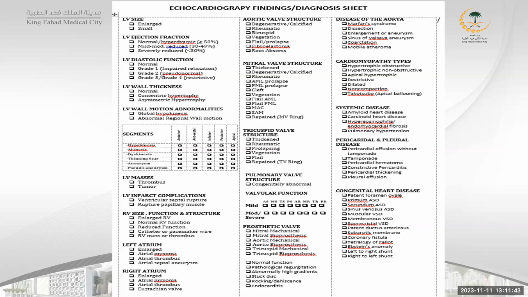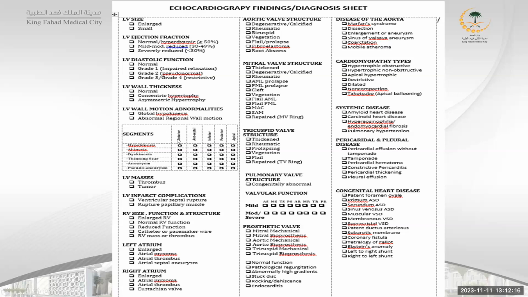So usually this coding sheet of echo, as you know, is well divided. The first column on your left-hand side is about the LV size. It is enlarged or small. So if you have any enlargement of LV, you have to pick it, or small. Then ejection fraction: it is normal, hypodynamic, or moderately reduced or severely reduced. What about diastolic function, if he has any diastolic tracing? Wall thickness: concentric or asymmetrical hypertrophy. Wall motion abnormality.